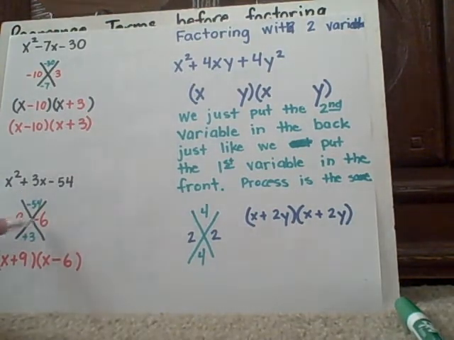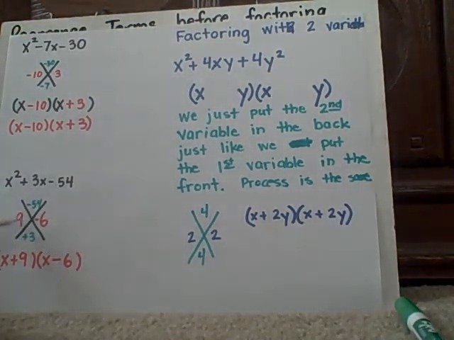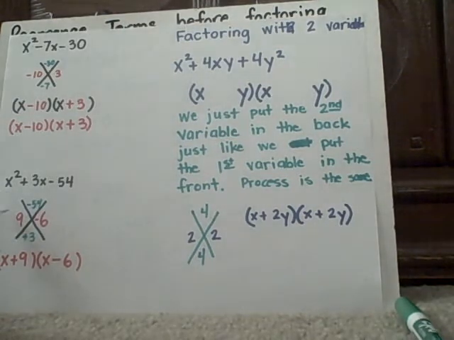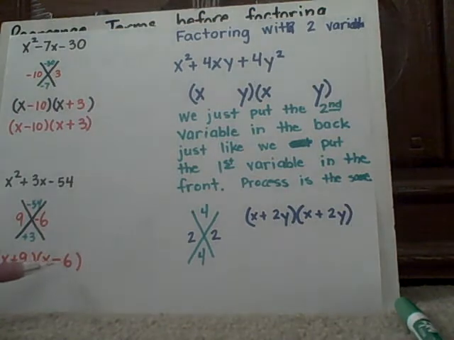Remembering when I add and subtract integers, the sign of the bigger number is going to stay, and that's why the 9 is positive and the 6 is negative, because I need the bigger of the two to be positive in order for this middle term to be positive. It is then written as x plus 9 times x minus 6.